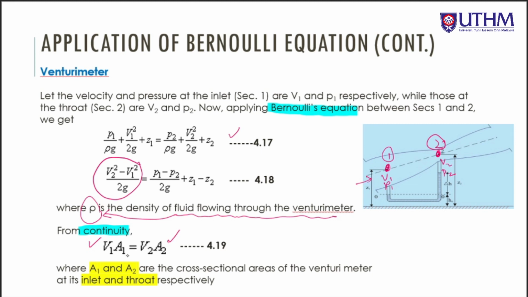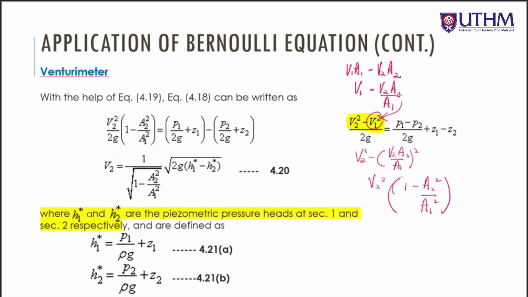So V1A1 must be equal to V2A2, where A1 and A2 are the cross sectional area of the venturimeter at the inlet dengan at the throat. Okay, at the inlet dengan at the throat, A1 and A2. So kita dah dapat those two equation penting based on Bernoulli and based on continuity. Okay, next what we do from both equation, kita gabungkan.